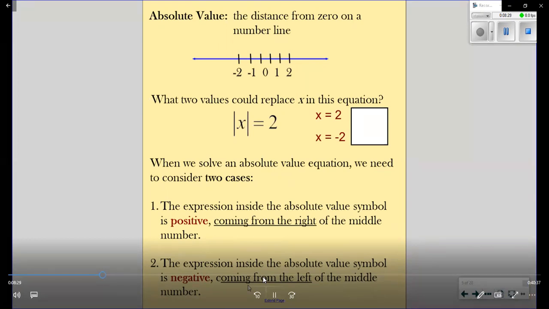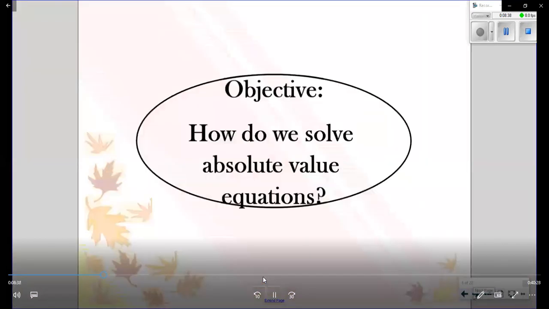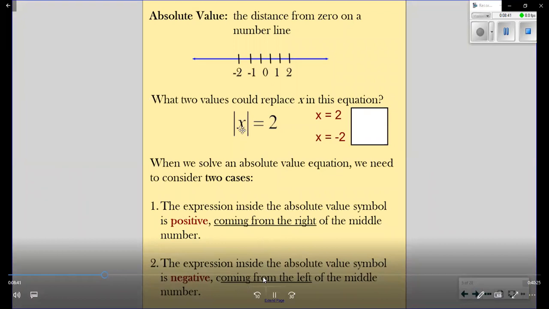So going back to that story where we're talking about released from jail and absolutely, positively happy, think of the numbers as being in jail. You have a number inside that's in jail. If it's a positive number, maybe it knows that it didn't do anything, it's not guilty, it'll get out, and everything will be okay. But let's say a negative number, it just wants to be free, it's done its time, and it's going to be released, early release. Once it's out, it's going to be happy. So happy, positive. So remember it that way.